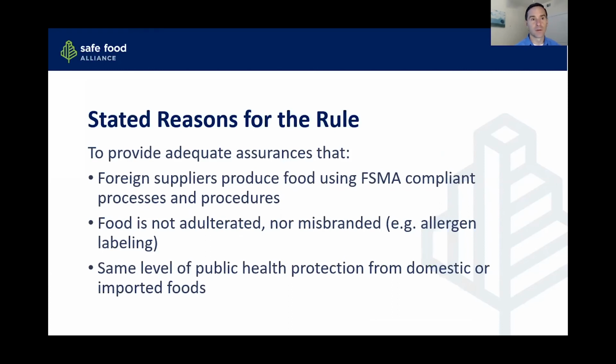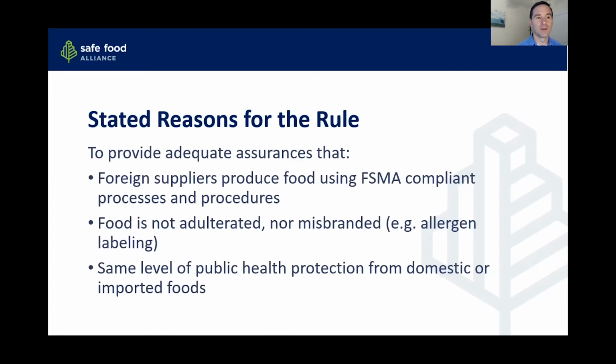So stated reasons for the rule, just very briefly, they want foreign suppliers to produce food that is being produced through FSMA compliant processes and procedures. So if I buy something on the shelf here in the US, it should be produced to the same level of standards, regardless of whether it's imported or domestic, right? Ultimately, all food that's regulated by FDA is required to not be adulterated or misbranded. Those are the two things in the FD&C Act, right? Everything kind of falls under those two in my mind.